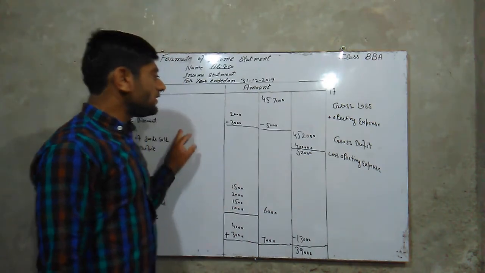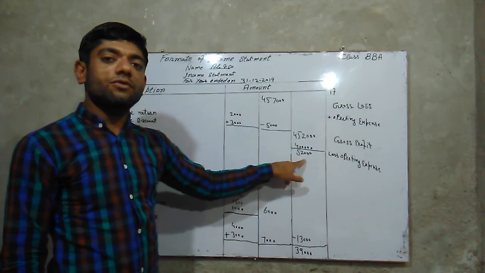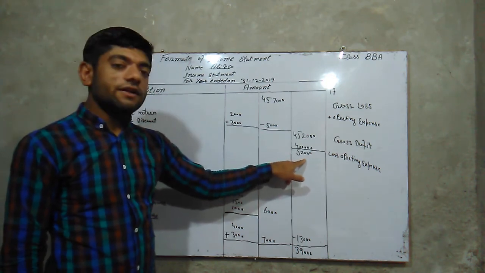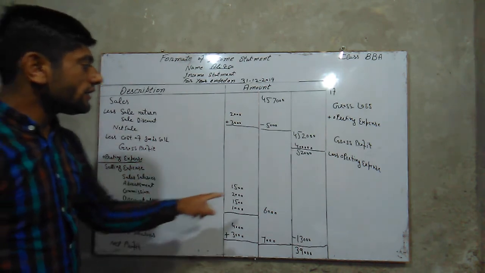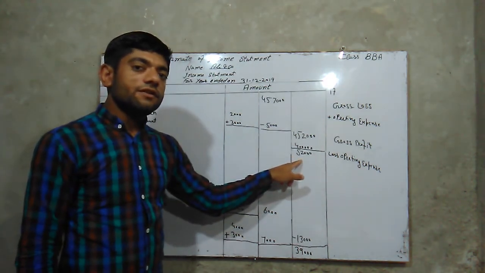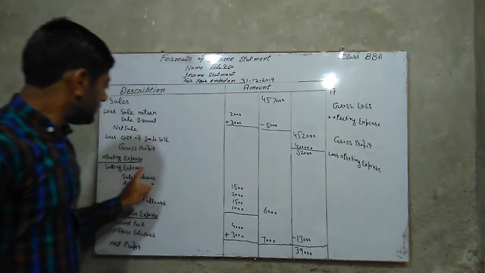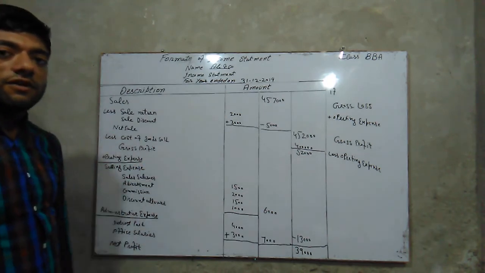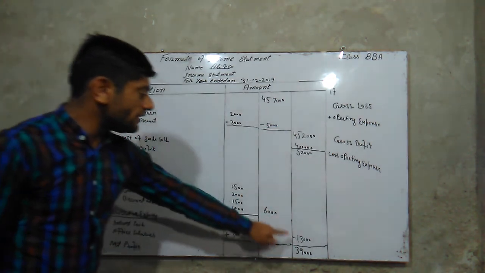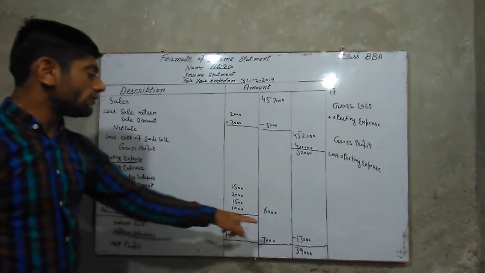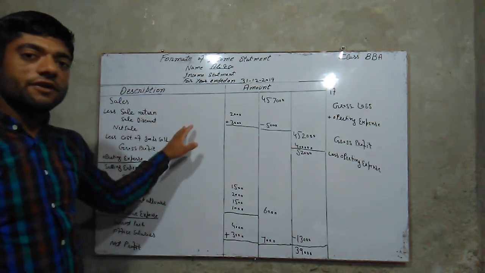So if our sale is greater than cost of goods sold, then it's gross profit. If cost of goods sold is greater than our sale, then it's gross loss. If operating expense is greater than gross profit, then it's net loss. If gross profit is greater than operating expense, then it's our net profit. So here gross profit is greater than our operating expense, so it's net profit. So this is the format of the income statement.